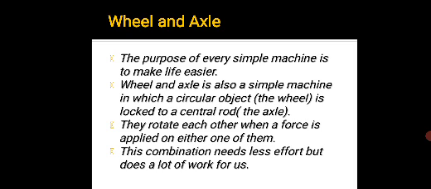When we talk about the structure, there is a circular object which is called the wheel, and there is a central rod which locks the wheel, called the axle. They rotate each other when a force is applied on either one of them. This combination needs less effort but does a lot of work for us.